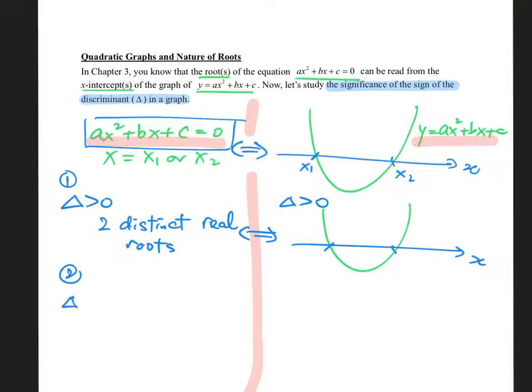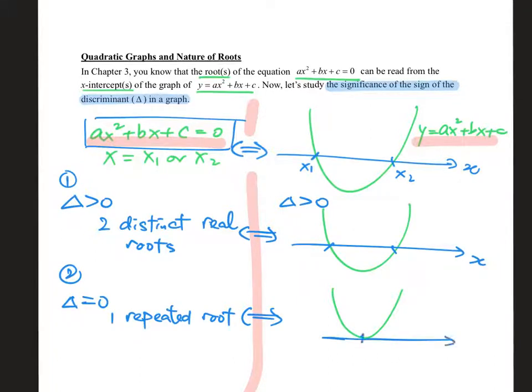Second case would be when you have delta equal to 0. In a quadratic equation, it means one repeated root. And now, if we are talking about its corresponding graph, it means that we have one point of intersection, which means that the graph touches the x-axis at only one point. Please notice that we use the word touch to describe the relation between the parabola as well as the x-axis.